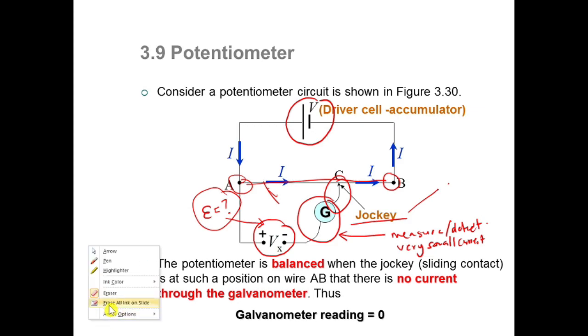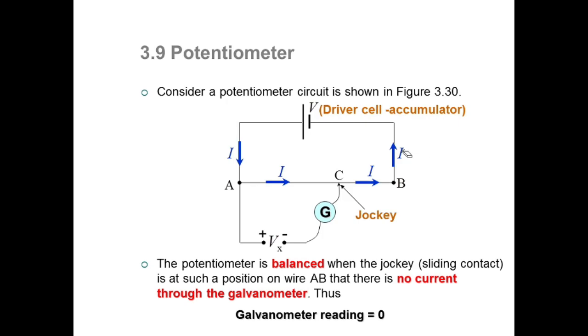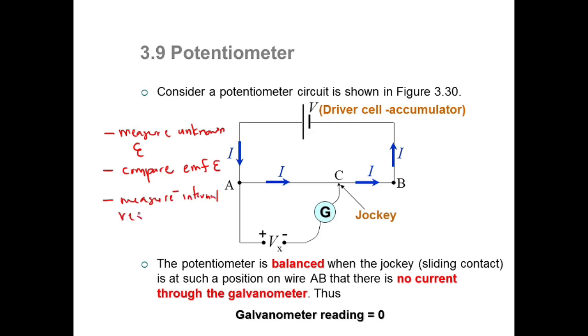Okay, what is the function of this potentiometer? There are three functions. The first one is to measure unknown EMF. Another one is to compare EMF. And the last one is to measure internal resistance. These are the three applications of the potentiometer in our syllabus.